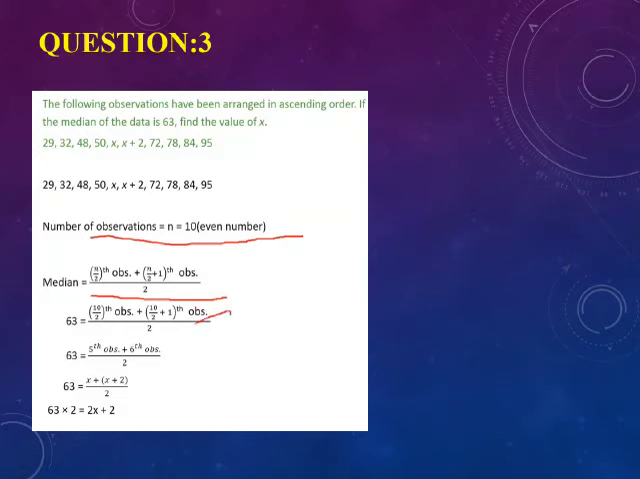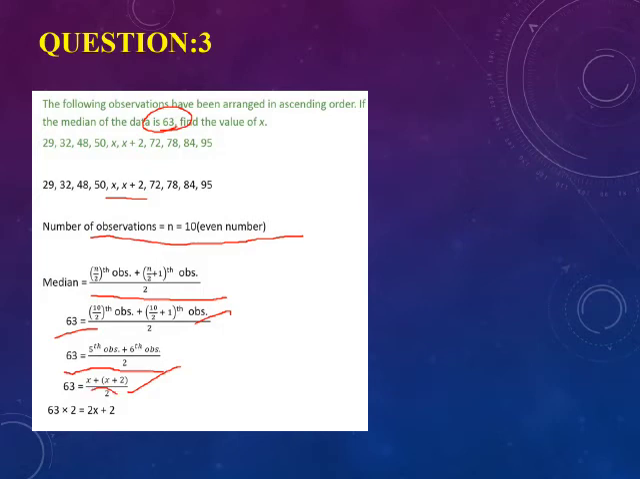divided by 2. Here the median of the data is 63, they have given. That one we have to write on the left hand side. So 63 equal to 5th observation plus 6th observation divided by 2. In the place of 5th and 6th we have x and x plus 2, divided by 2. So 63 equal to x plus x plus 2 divided by 2.